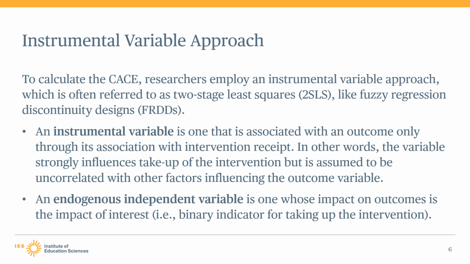The instrumental variable approach also requires researchers to specify an endogenous independent variable, which is one whose impact on outcomes is the impact of interest. So in RCT-reporting CACEs, the endogenous independent variable is a binary indicator for taking up the intervention. It is endogenous because its variation could be affected by participants' decisions. For instance, a particularly uninterested member of the intervention group might decide not to participate in the intervention, and the unobserved factors underlying the decision might also be correlated with outcomes.